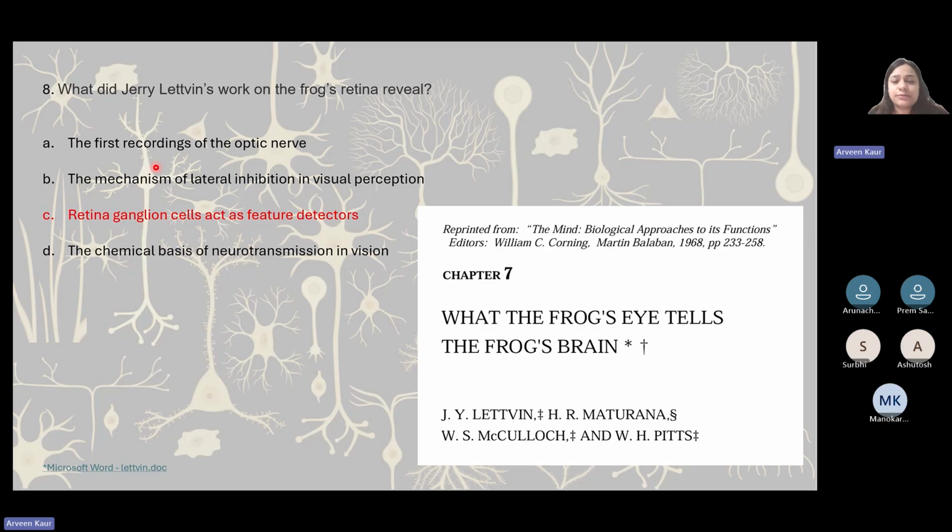Right. So what his work basically showed was that retinal ganglion cells are not just getting stimulated in response to pulses of light, but they are also getting stimulated by the movement, patterns, or by how something is gliding in front of them, what is the shape of the stimulus, etc.